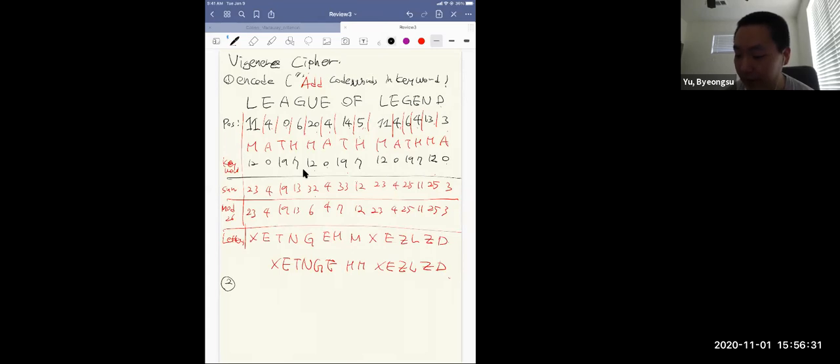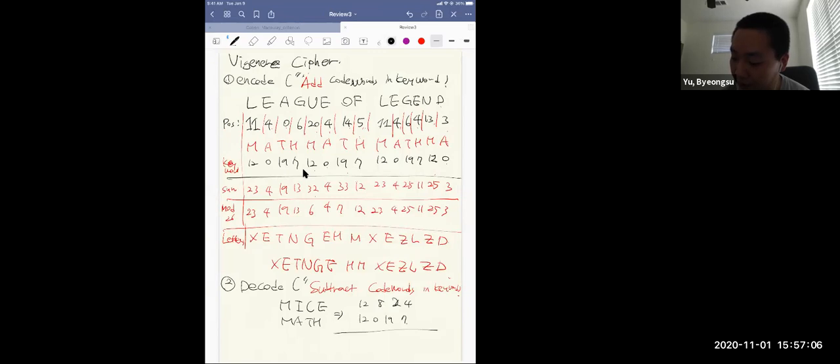That's encode. In case of decode, what you need to do is subtract the code word by the keyword. So in that case, MICE is matched with MATH, and you know that MICE is 12, 8, 2, 4, and MATH is 12, 0, 19, 7. So subtract it, and you get 0, 8, negative 17, and 11. Then mod by 26 to get 0, 8, 9, 11, which is A, I, 9 is J, 11 is L.